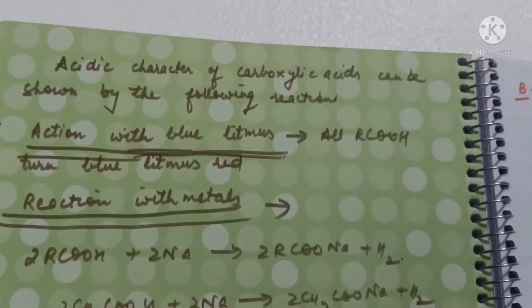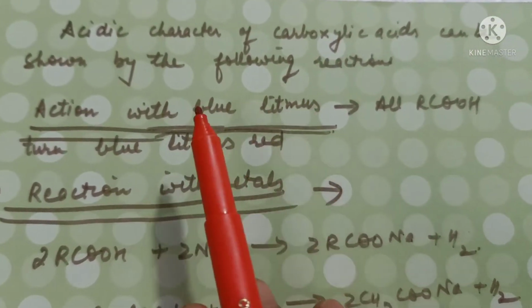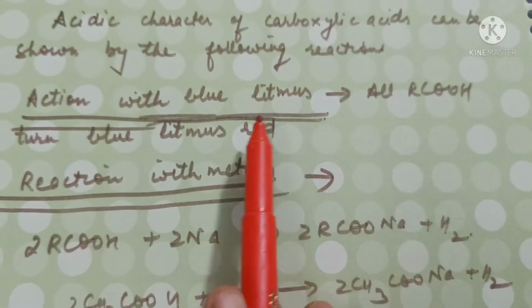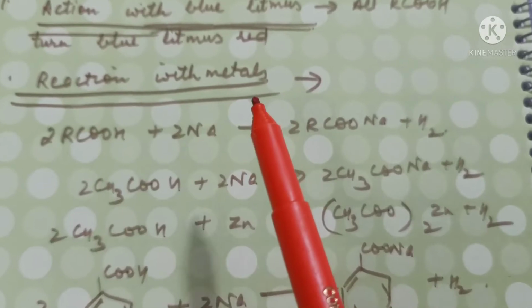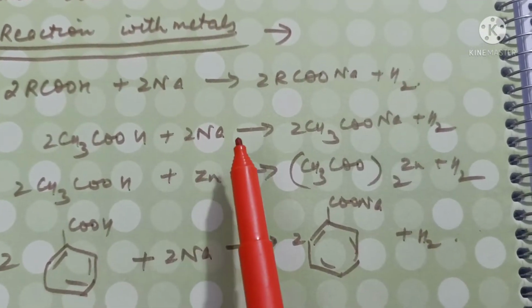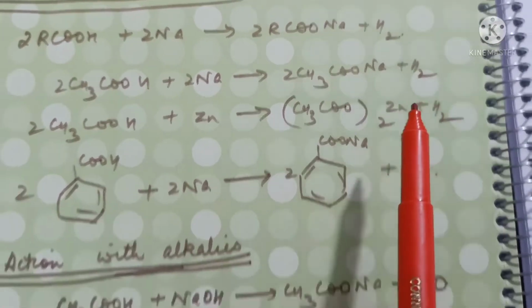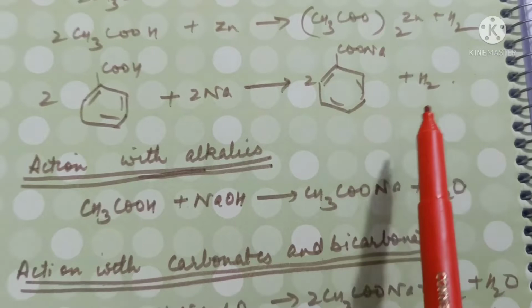Acidic character of carboxylic acids can be shown by the following reactions. They react with blue litmus and turn it red. They are acidic in nature. They react with metals to liberate hydrogen gas: acetic acid plus sodium gives sodium acetate plus hydrogen. Similarly, benzoic acid plus sodium gives sodium benzoate plus hydrogen.